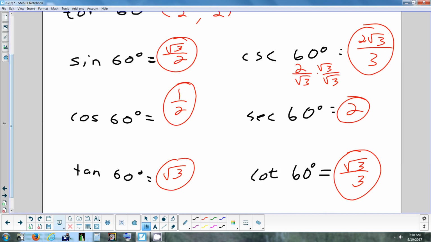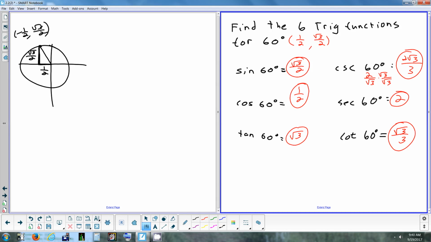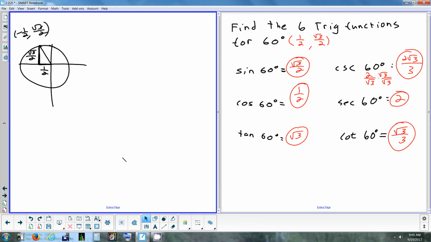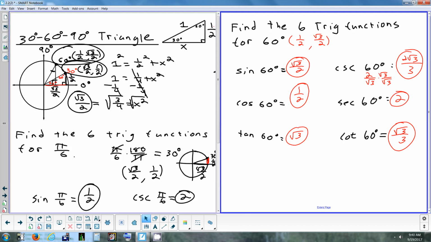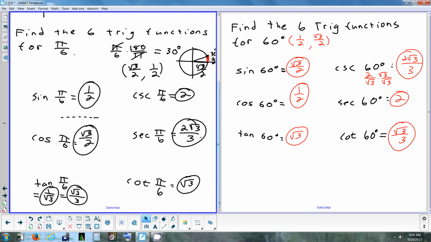So let's just compare this to the previous problem. Okay, so on the left we have the 6 trig functions for 30, and on the right we have the ones for 60. And if you look carefully, the sine and cosine switch places. The secant and cosecant switch places. And the tangent and the cotangent switched places.